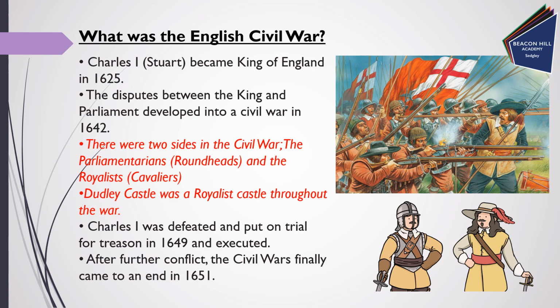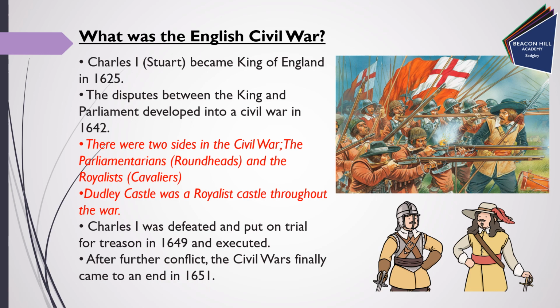Features. It's worth here speaking about what was the English Civil War. So just as a quick recap. First of all, the English Civil War is between Charles I and Parliament. So Charles I, who was a Stuart, became King of England in 1625. And there was a dispute between the King and Parliament, which developed into a civil war in 1642. So a civil war, again, just a reminder that this is a war within a country.